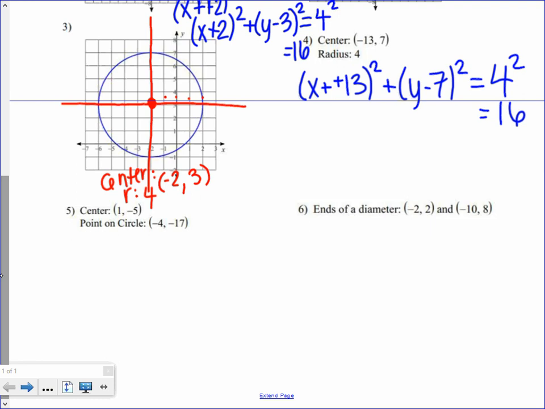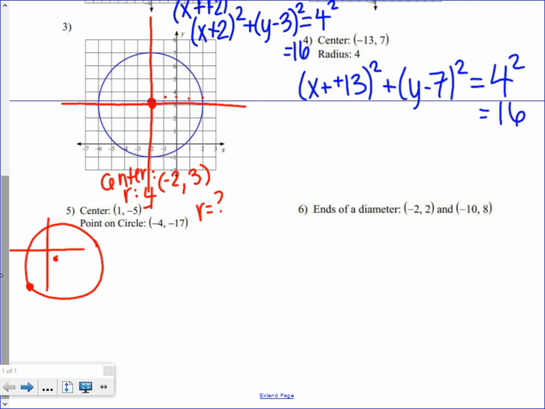They give us the center and they give us a point on the circle. So I'm going to do a rough sketch of this graph. So 1, -5, we'll say it's here maybe. It's not at all to scale. And then -4, -17. So they told us the center and they told us the point on the graph. So we know we have the center, but what is the radius? That's what we're looking for.